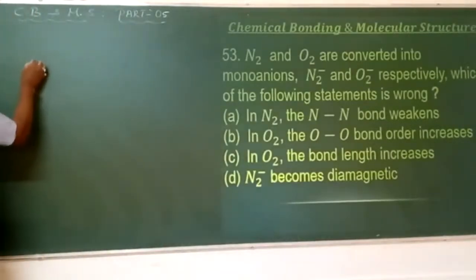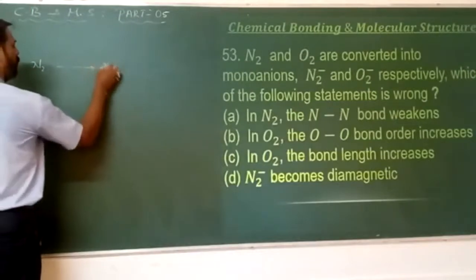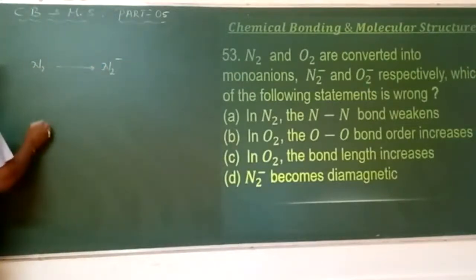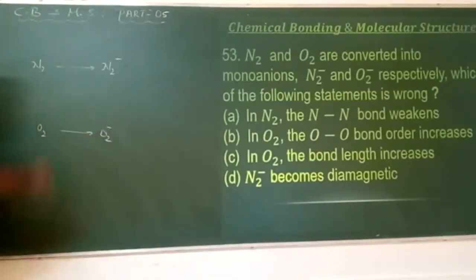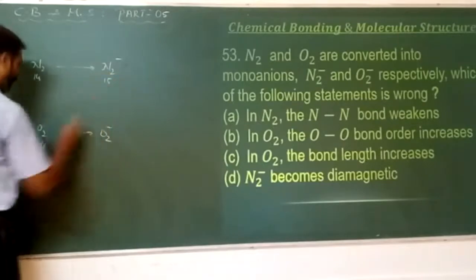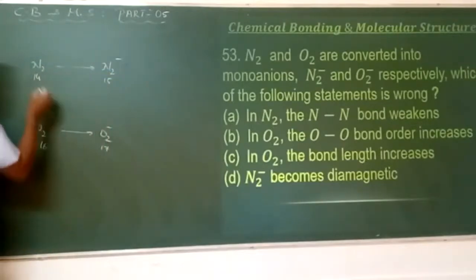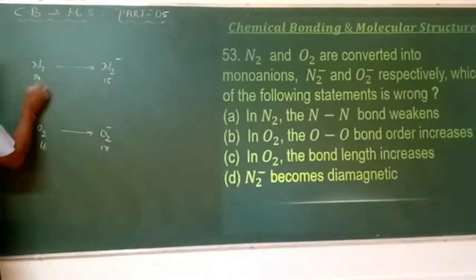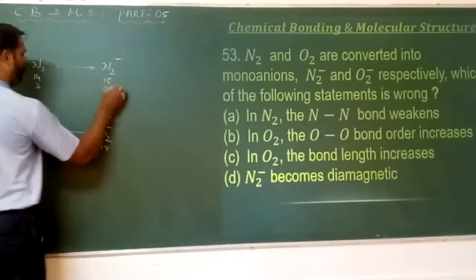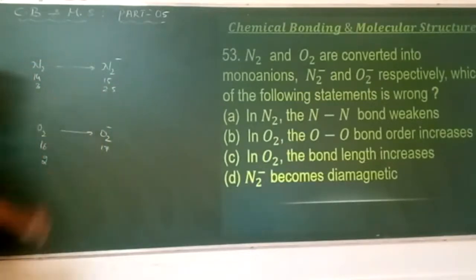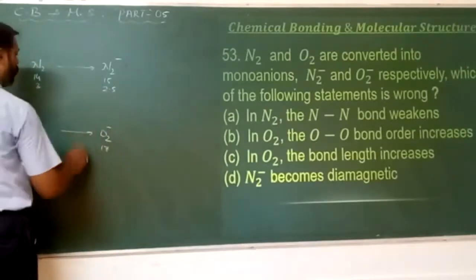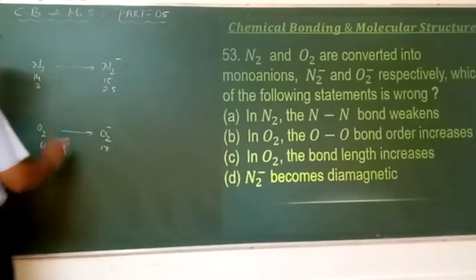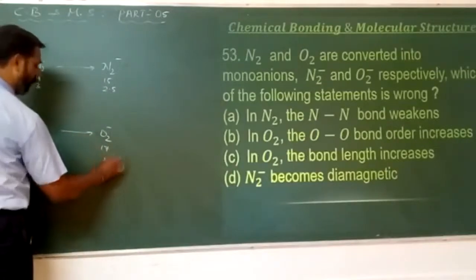So here, N2 is converted to N2 minus, and O2 is converted to O2 minus. This is a 14 electron species, this is 16. As there is an addition, it becomes 15 here and 17 here. Here the bond order is 3, here it is 2.5, here it is 2. For O2 minus, the bond order changes from 2 to 1.5.